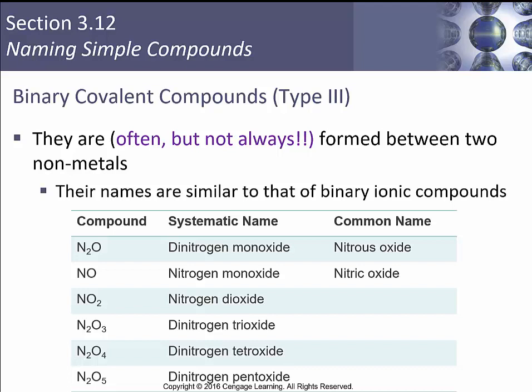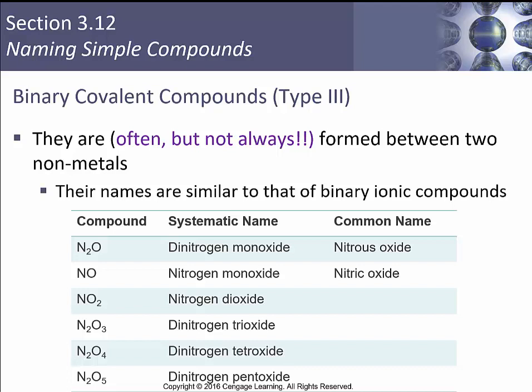N2O3 will be dinitrogen trioxide. Di for 2, tri. So it's going to follow those Greek roots like mono, di, tri, tetra, penta, hexa, hepta, octa, nona, deca, undeca, dodeca. I don't know, as many as you need, right? N2O5 is going to be dinitrogen pentoxide, and N2O4 dinitrogen tetroxide.